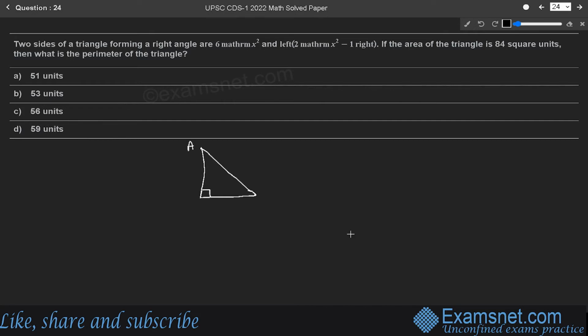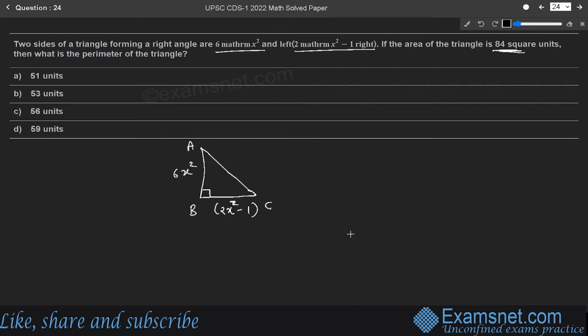Let us name it A, B and C. According to question, this is 6x square and this will be 2x square minus 1. Now, these are the two sides of the triangle. One side is 6x square and second side is 2x square minus 1. And the area of the triangle is given, which is 84 square units.